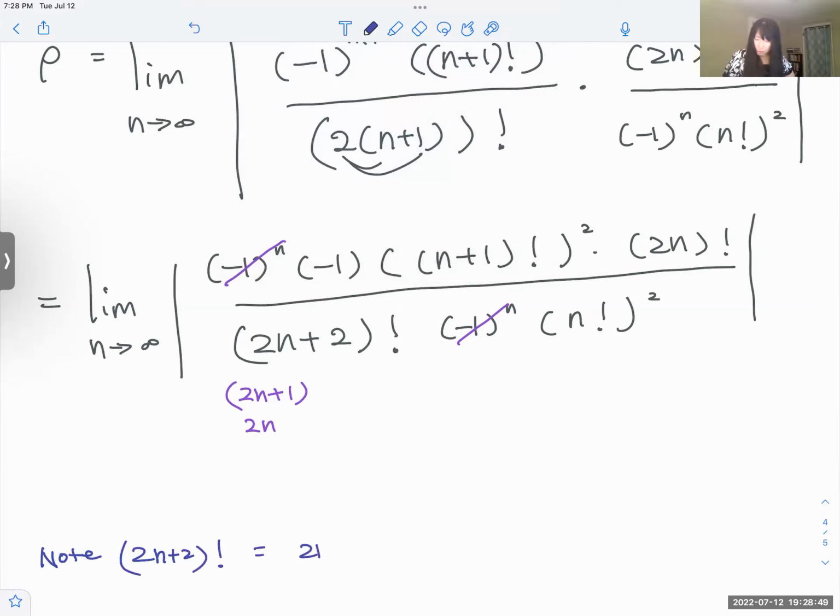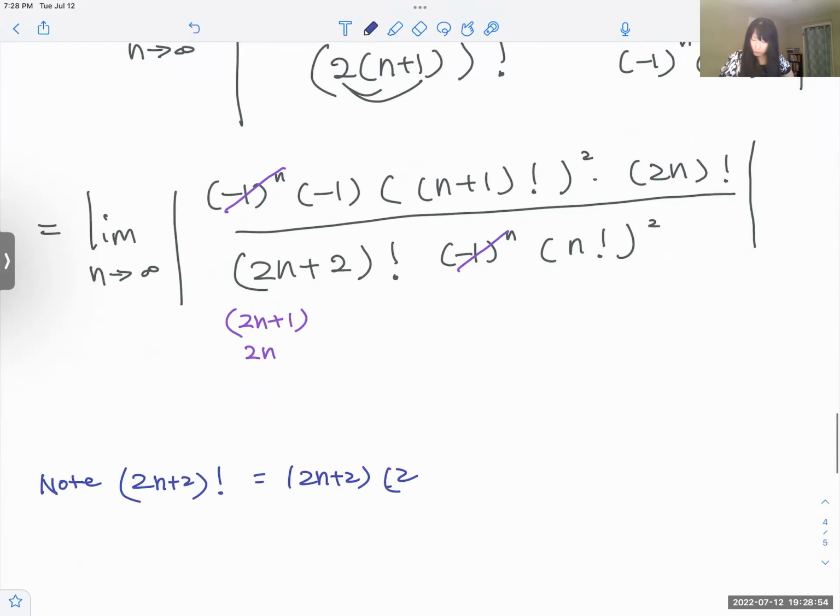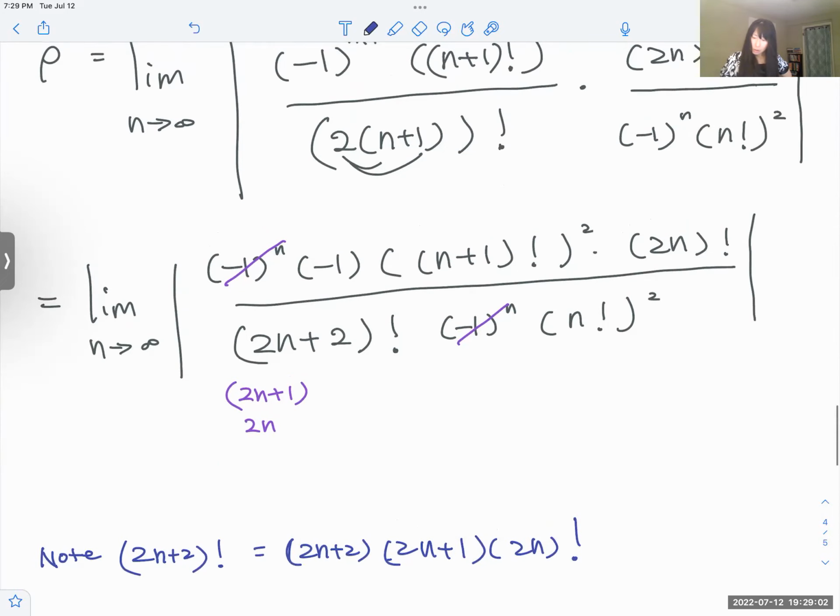We can express 2n plus 2 and 2... what's wrong? 2n plus 1, 2n factorial. Yeah, okay. So we can simplify 2n factorial with a 2n factorial there. That's it.